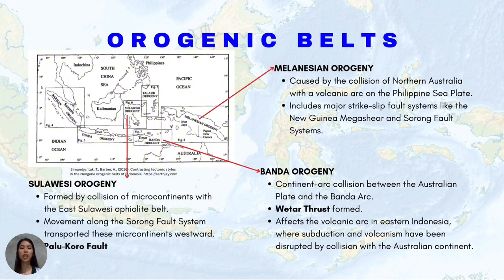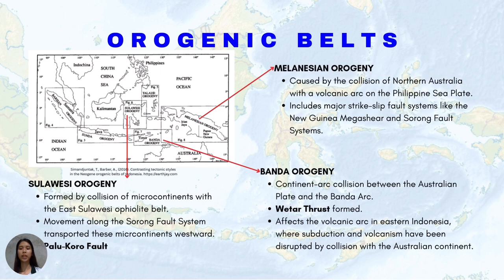It means an actual change in the direction of subduction due to tectonic events like a collision. Its impact is active deformation and seismicity. It affects the volcanic arc in eastern Indonesia, where subduction and volcanism have been disrupted by collision with the Australian continent. Next and lastly, the Melanesian orogeny.